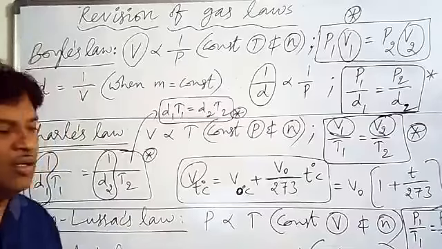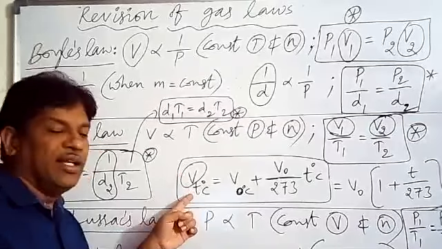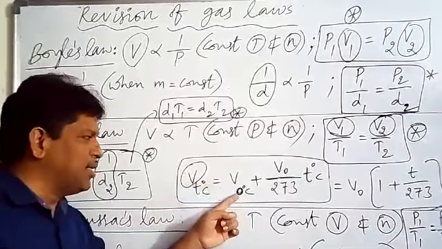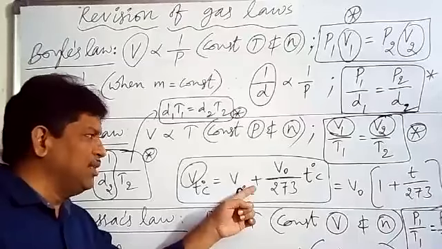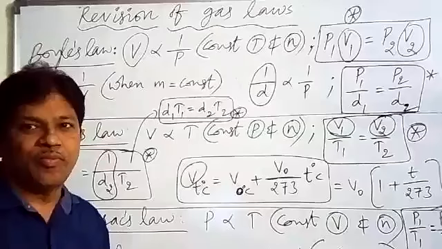That way we have taken. So in this way, the volume of a given gas at T degrees Celsius is equal to the volume of the same gas at 0 degrees Celsius plus V0 by 273 of T degrees Celsius.